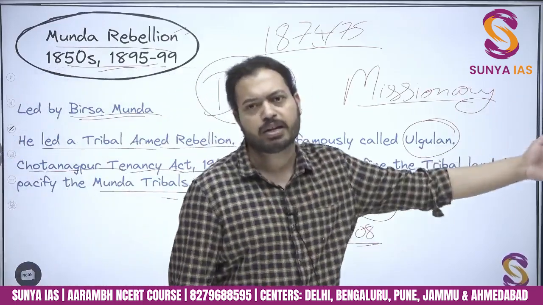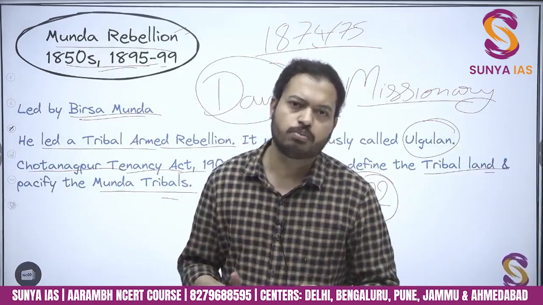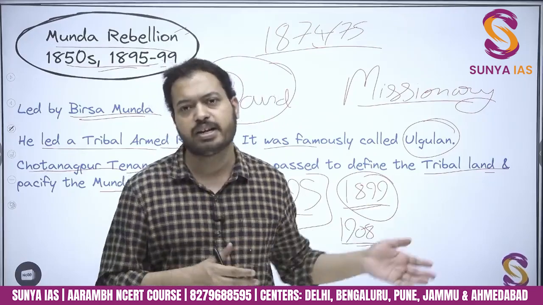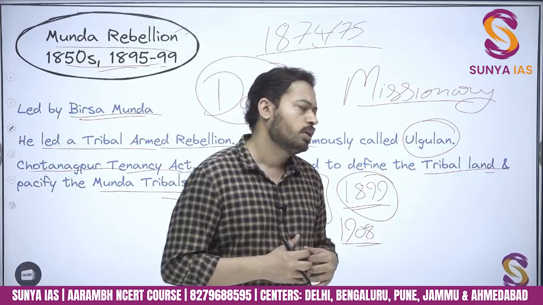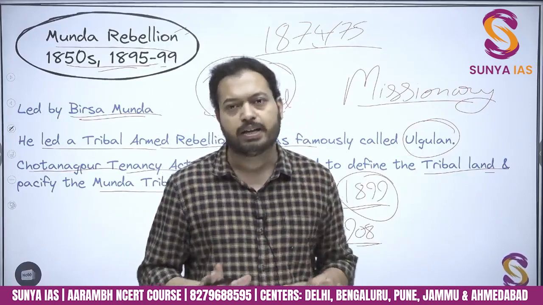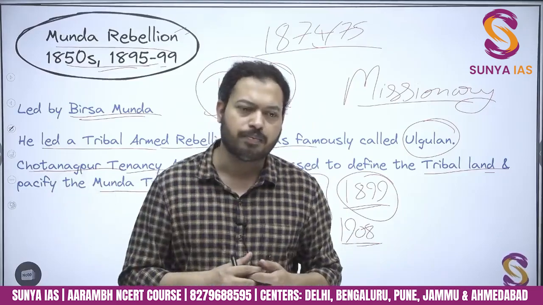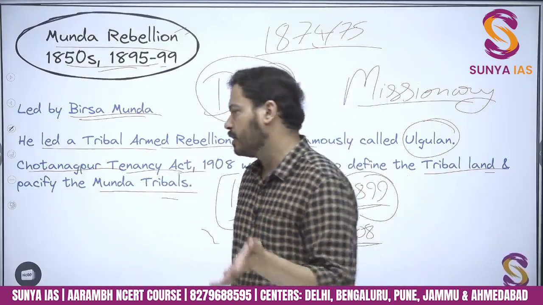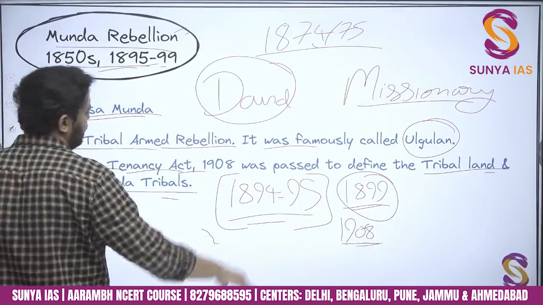Just like the Santhal Pargana Act was passed to define a land for the Santhal people, similarly the Chota Nagpur Tenancy Act was passed in 1908, almost 8 or 9 years after the demise of Birsa, to pacify the militant activism of the Munda tribesmen. Okay, so that was the outcome of the Munda rebellion. After this the rebellion died down.